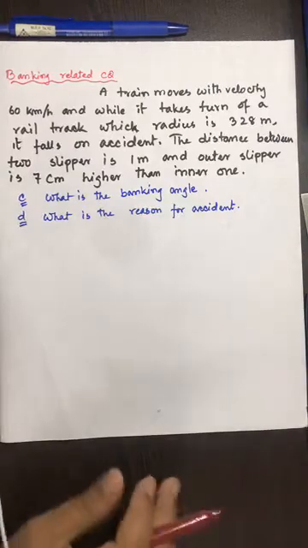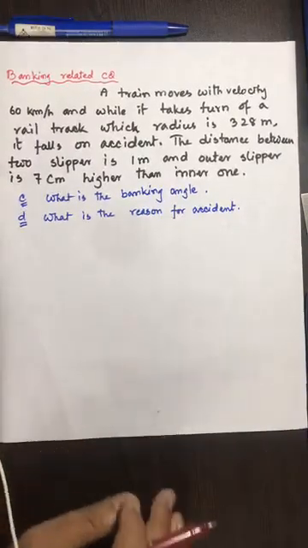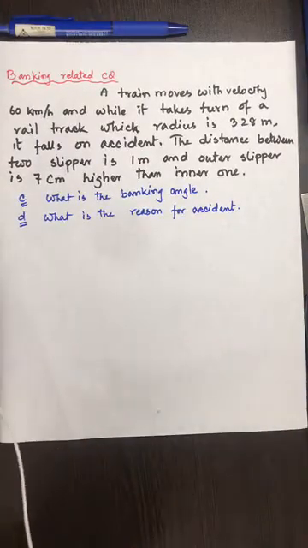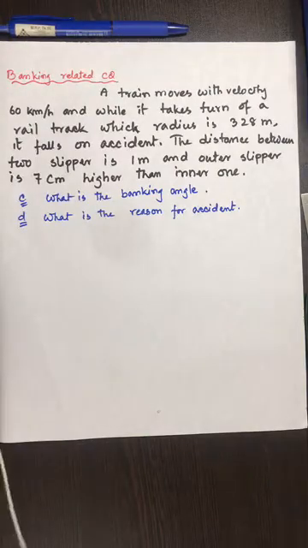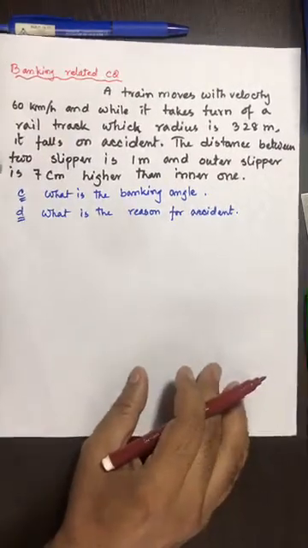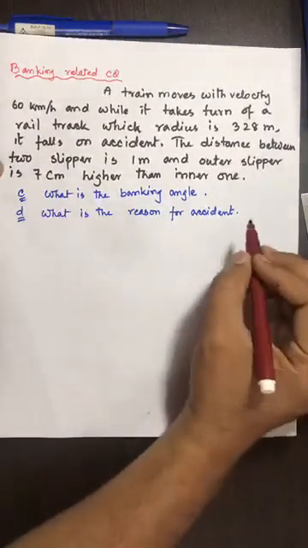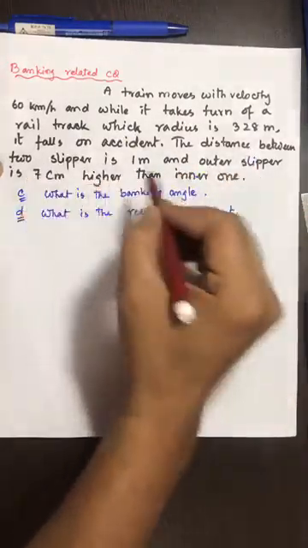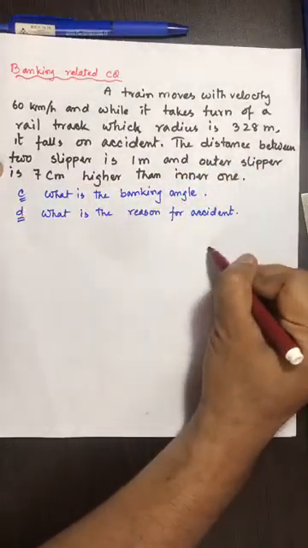So what is the banking angle? And part D, what is the reason for the accident? The reason for the accident we can find later. First we find out the banking angle. Very simple, because they say the distance between two sleepers is 1 meter.